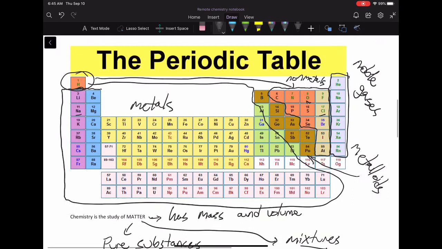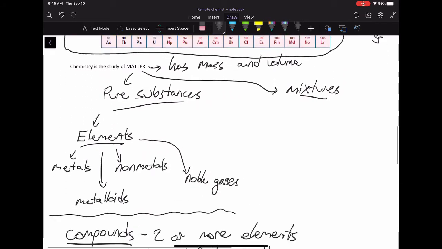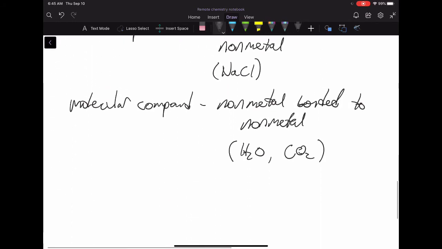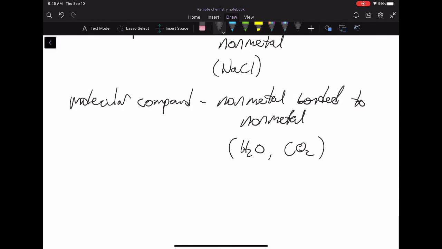So sorry if I'm making you dizzy here. Carbon is right over here, element number 6. That's again bonded to oxygen, so those are two nonmetals bonding together. And you can, again, always pause this video when you need to. Okay, so that's kind of it for our pure substances.